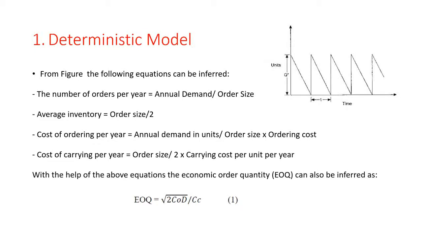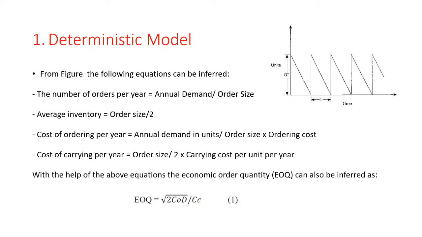The next is the cost of ordering per year. How to find it out? Annual demand in units divided by order size, into the ordering cost. And how to find out the cost of carrying per year? Order size divided by 2, into the carrying cost per unit per year. So these are the different formulas in the deterministic inventory model.